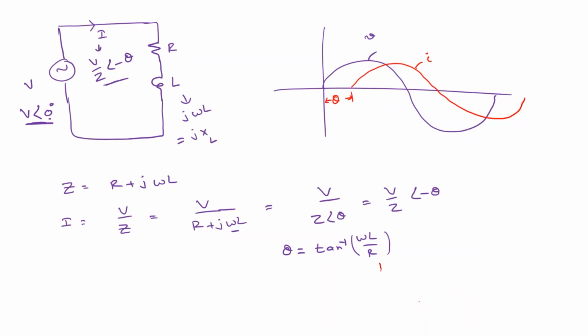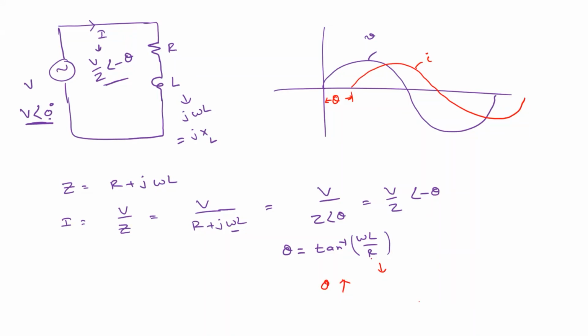For example, this R value is small, right? This resistance is small. In that case, the circuit is predominantly inductive, that is, dominated by inductance. In that case, this theta will be increased. If you have a large value of resistance compared to this omega L, then the circuit is predominantly resistive, and the resultant theta value will be reduced.